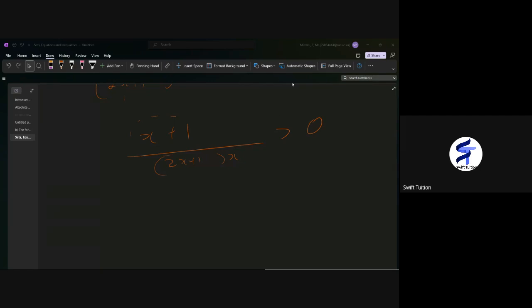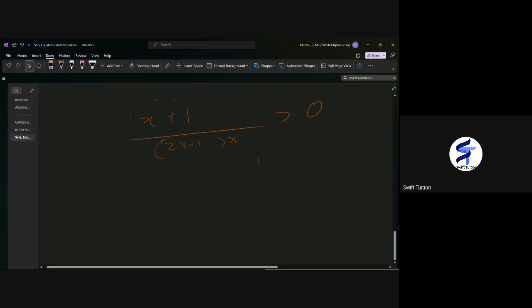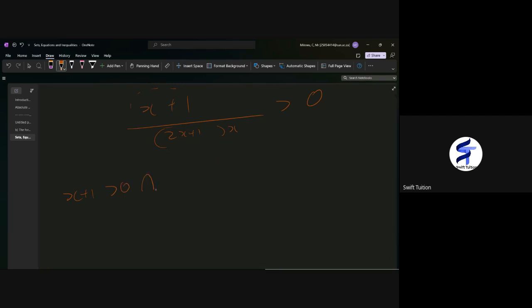What do I mean by that? Whenever I say the words at the same time, the key word here is going to be and, because we use and when expressions are true at the same time. In essence, when x plus 1 is greater than 0 at the same time that 2x plus 1 multiplied by x is greater than 0, if they're both positive, then this is true. Because you have a positive divided by a positive, obviously the final answer is going to be greater than 0.